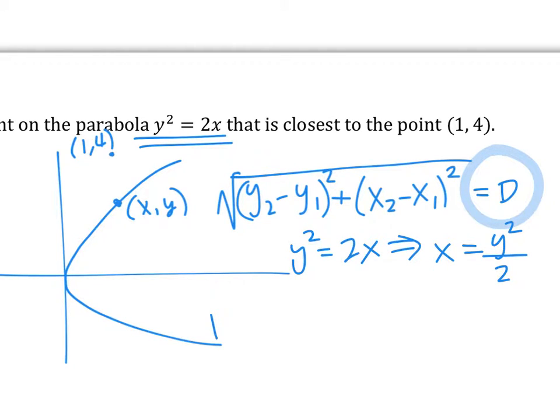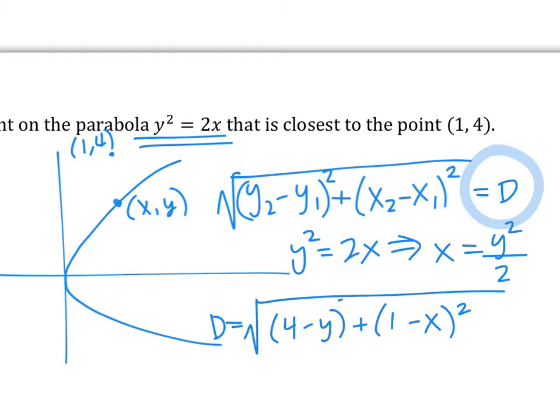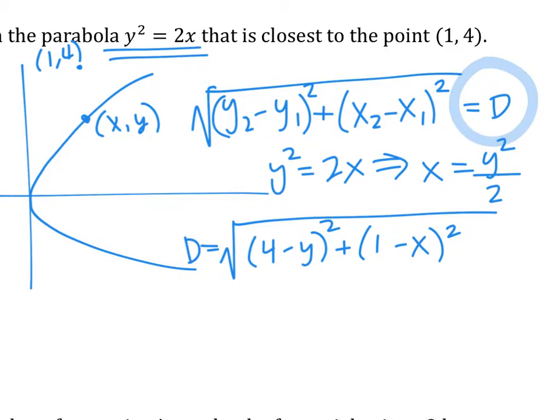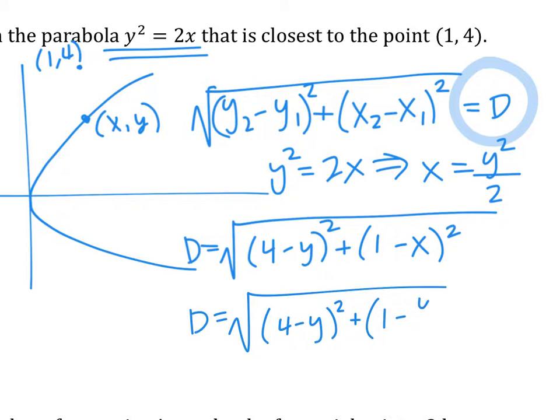All right, so the distance formula now becomes, I got to put some numbers in my distance formula. I'm going to make the 2's the actual point. So (4 minus y) squared plus (1 minus x) squared. Okay, x is equal to y squared over 2. So that is (4 minus y) squared plus (1 minus y squared over 2) squared. Okay, I need to take the derivative of this one.